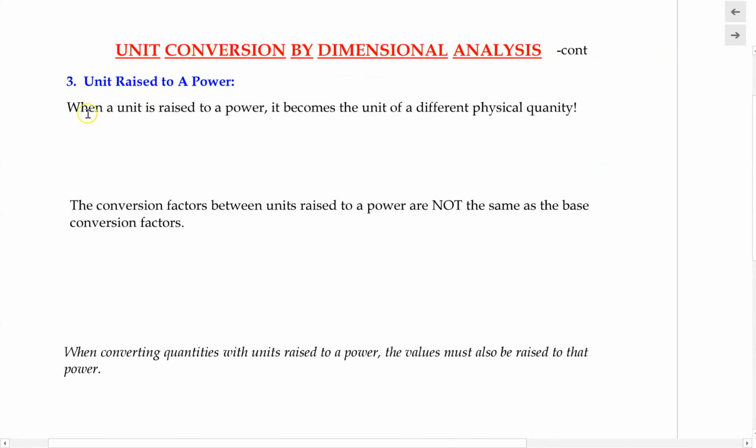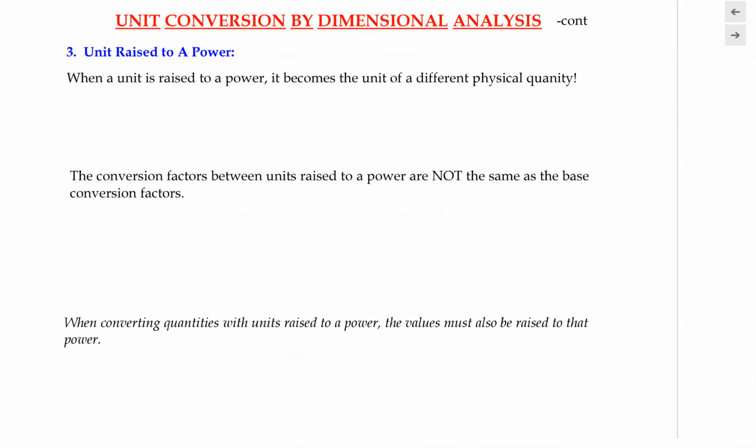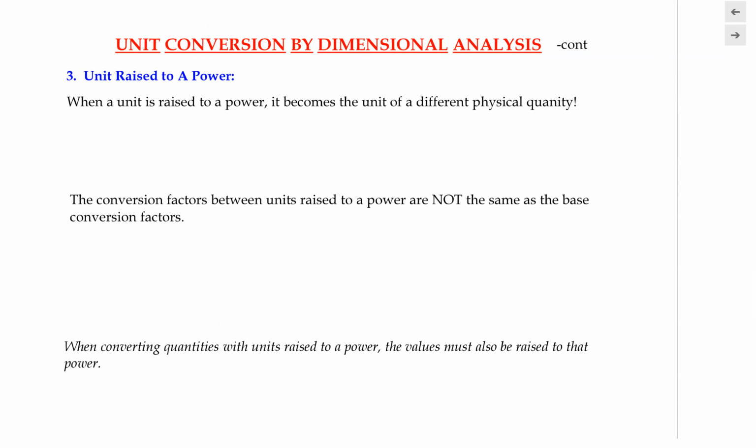And now the third thing that we can do with dimensional analysis that is really powerful, and this may be a new topic that we have not seen before, so please make sure you pay attention to this. Dimensional analysis and how we can use it to convert among units that are raised to a power. Now we have seen already that when a particular unit is raised to a particular power, it now becomes a unit of a different physical quantity, right?